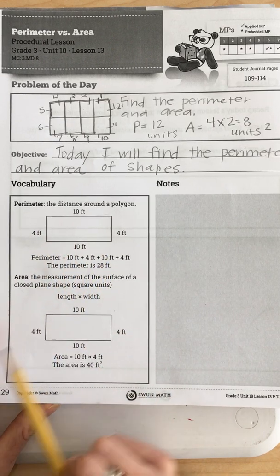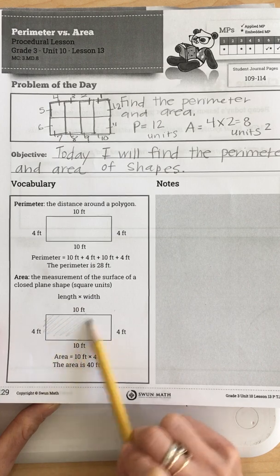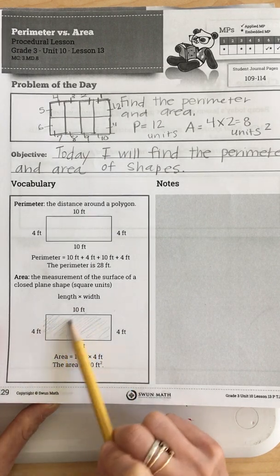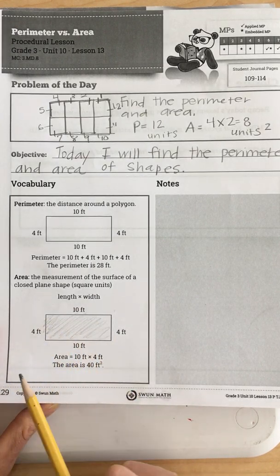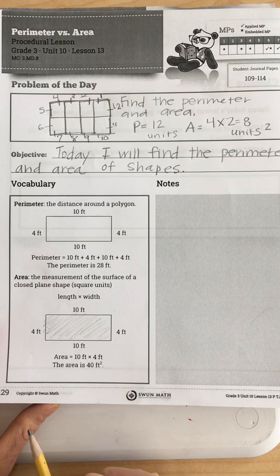And then the area is the measurement of the surface. So that would be like your grass. How much grass do you need? What's the area of your yard? So I can tell you how much grass you need.